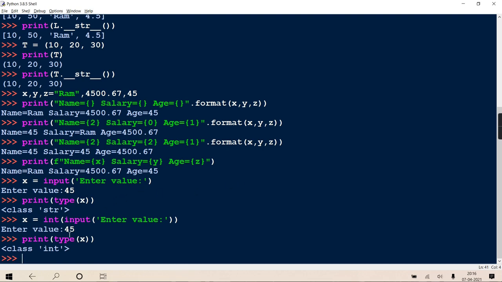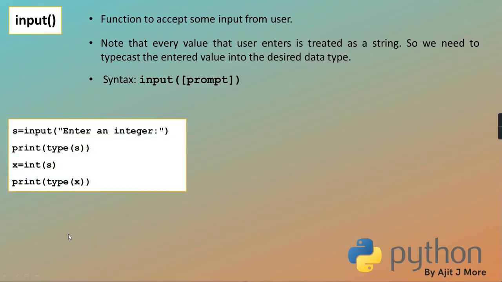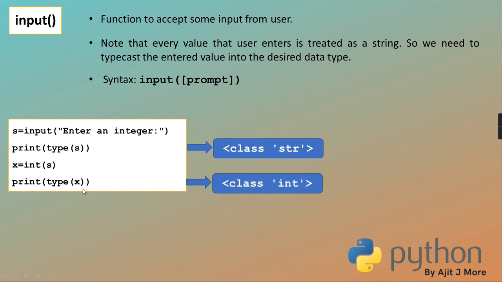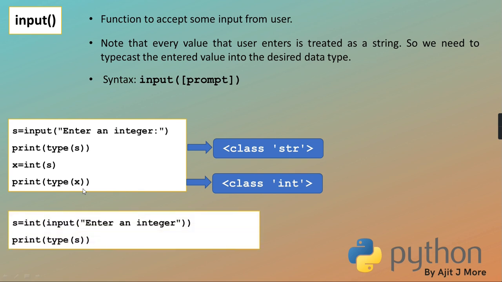Not only integer, other conversions are also possible. We'll be learning them all, don't worry about that. Just see a quick example. Input, enter an integer, that value comes in s. If I check the type of s, I am sure you know it now, class str. Now I am converting that s to integer, collecting in x, and now if I check the type of x, it will be class int.